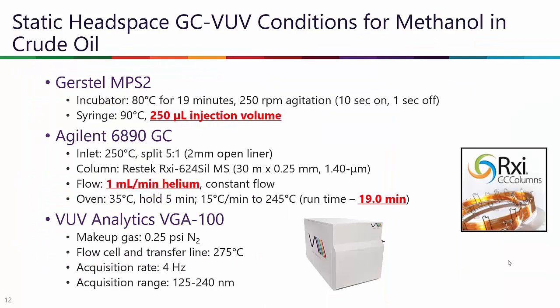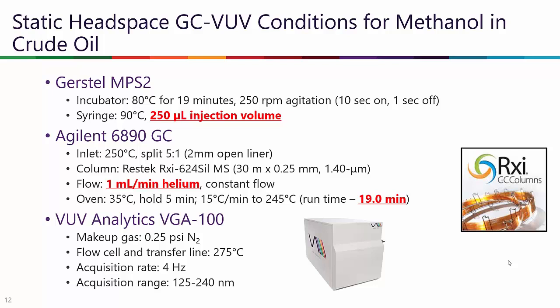So, as a general overview for the conditions used for static headspace GC VUV, the total runtime was 19 minutes with a flow of 1 ml per minute using helium at constant flow. We matched the GC runtime to the incubation period. So we had our incubator at 80 degrees Celsius for 19 minutes, and we had agitation on as well. And we just used a syringe temperature of 90 degrees Celsius with 250 microliter injection volume.